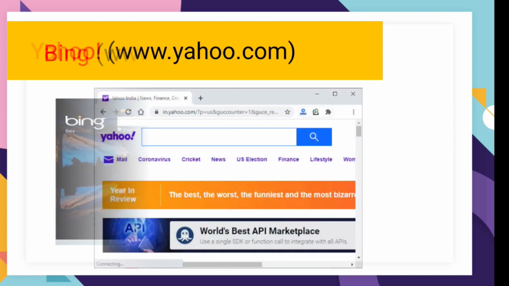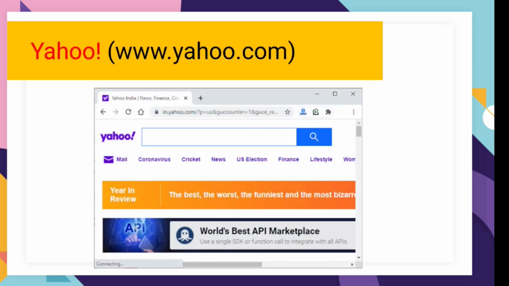Next is Yahoo, www.yahoo.com. Yahoo search is the oldest web directory. It is a place where editors organize the websites into categories. This search engine helps you find exactly what you are looking for.